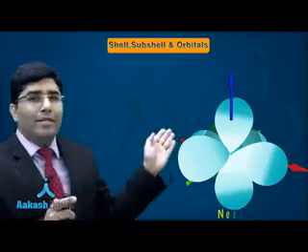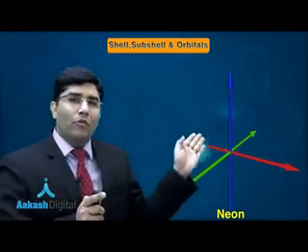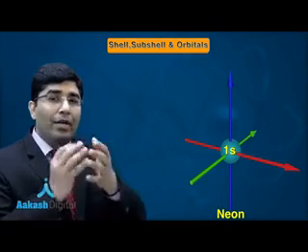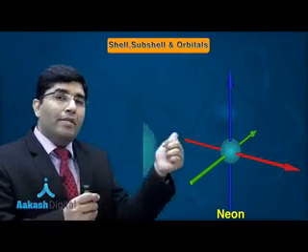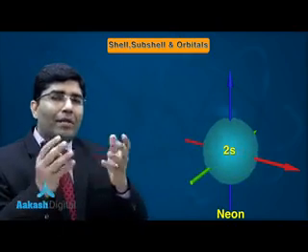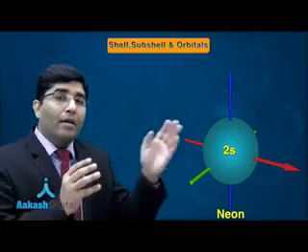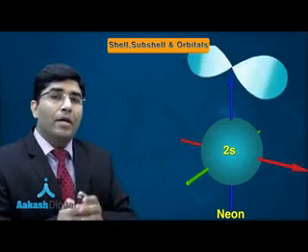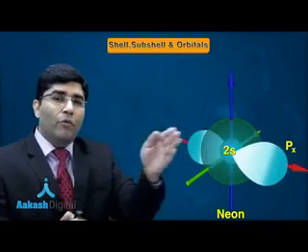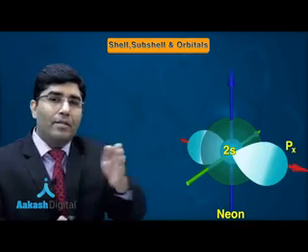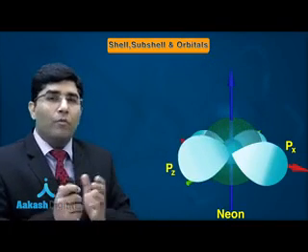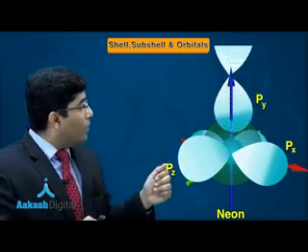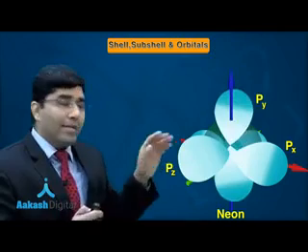Now this is the neon atom. This is 1s. There are 2 electrons moving around the nucleus. This is 2s. It's slightly bigger than 1s. There are other 2 electrons moving around the nucleus. This is px. Electrons are moving along the x-axis. This is pz. Electrons are moving along the z-axis. And this is py. Electrons are moving along the y-axis.